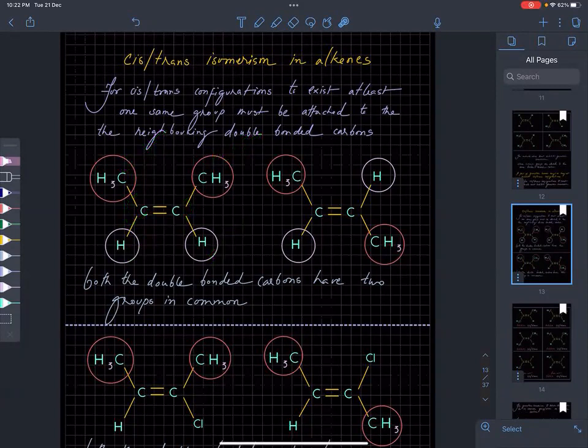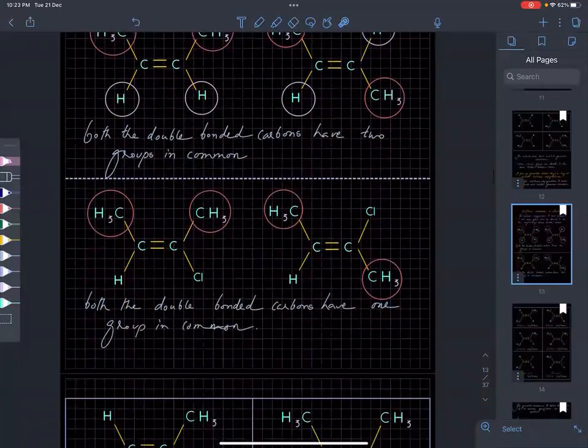Clear? If the same groups on neighboring atoms are on the same side, then that is a cis isomer. If the same groups on neighboring atoms are on opposite sides, then it is a trans isomer. Clear? Are you understanding? Sir, at least one should have the same, or both should have the same? At least one. For example, here, see.